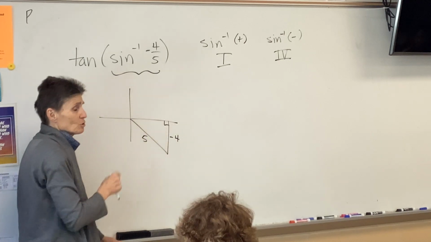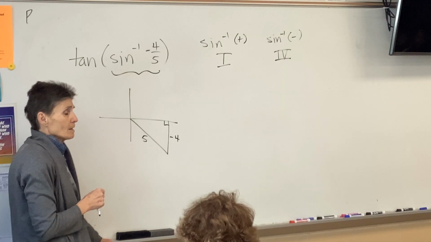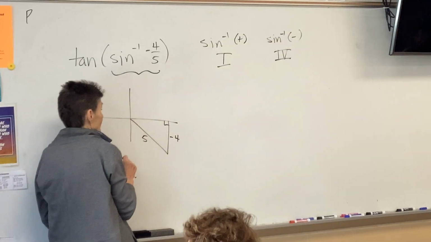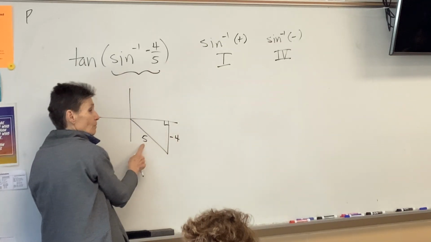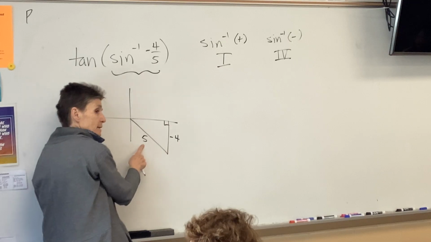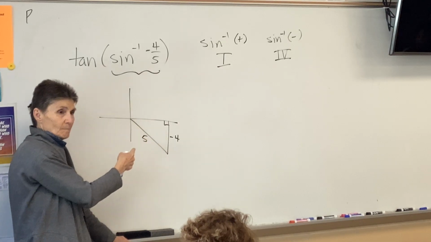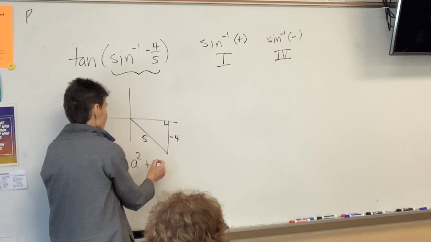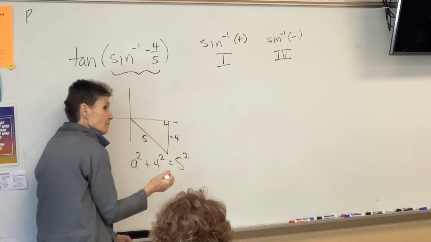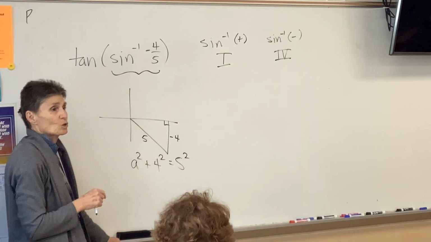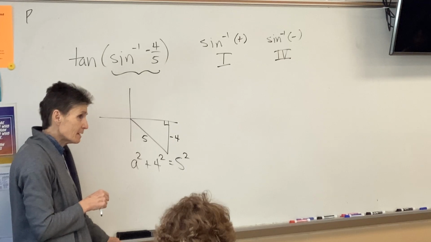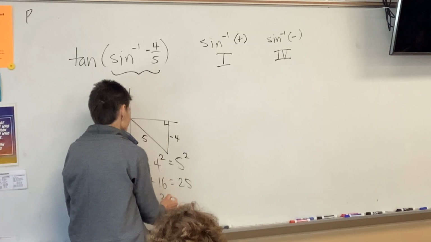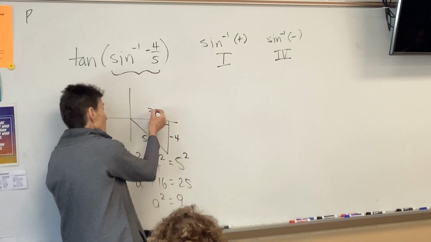Now we have drawn pictures like that before. In quadrant 4, because that's the rule, sine is opposite over hypotenuse. So then what? What do I always do when I get this? A squared plus B squared equals C squared. Pythagorean theorem. So a squared plus 4 squared is 5 squared. Remember, the negative is going to get squared out, so I'm not going to worry about it. So a squared plus 16 is 25. A squared is 9. So I'm going to put a 3 right here.